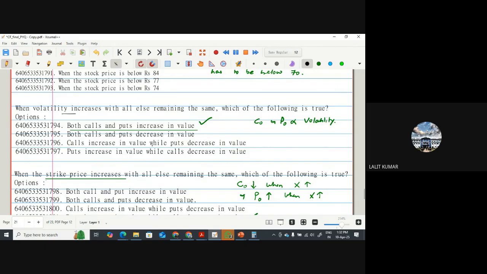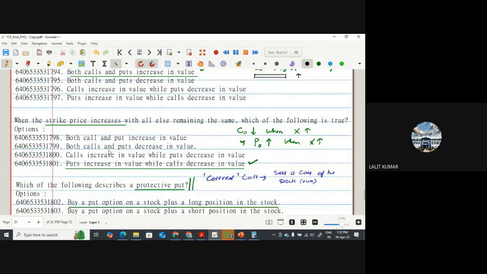When volatility increases with all else remaining the same, which of the following is true? So I had covered that when the volatility increases, both call and put prices increase. When the strike price increases with all else remaining the same, what happens? If the strike price is increasing, your call price decreases and put price increases.